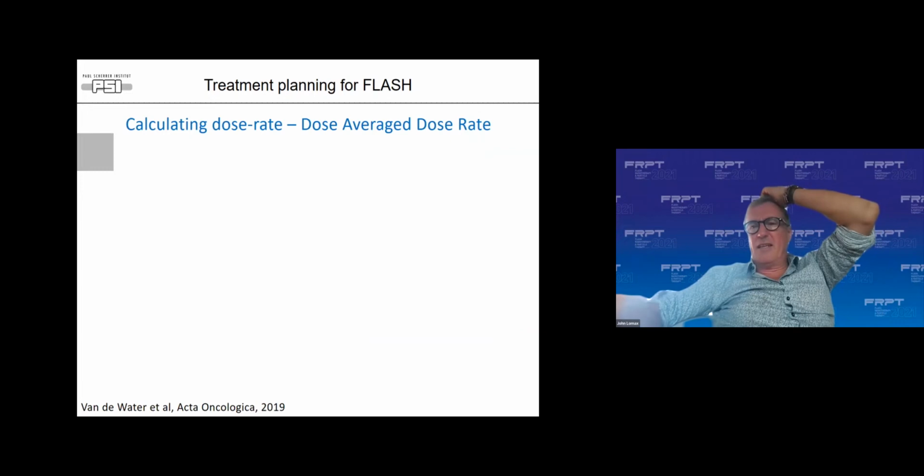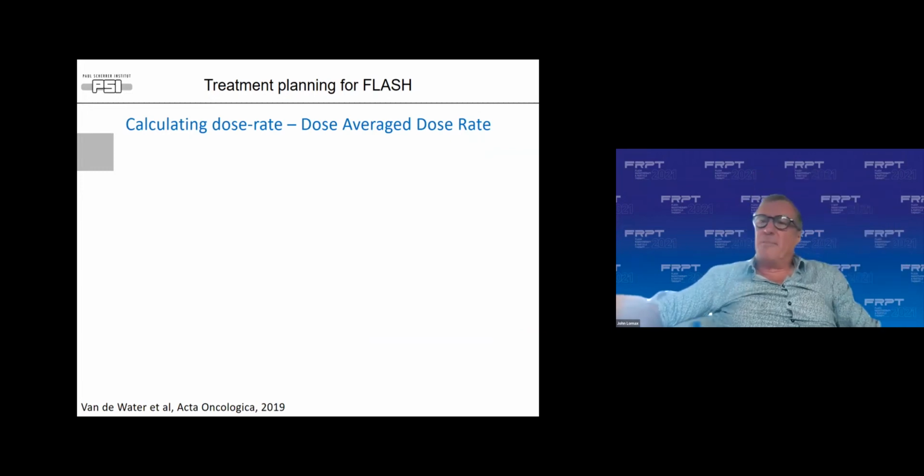So what we did a few years ago, and this may already be old, but I just want to show you to show the concept, is we came up with this idea of something we call dose average dose rate. Now, people in the audience who are familiar with linear energy transfer, LET, you'll know this concept, dose averaged LET. We took the same one, dose average dose rate.